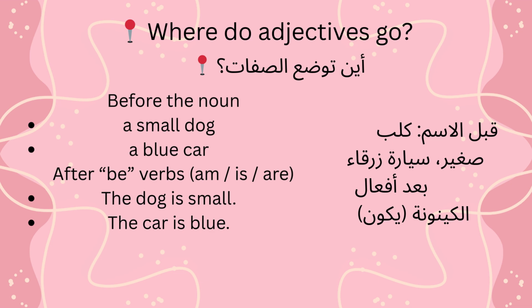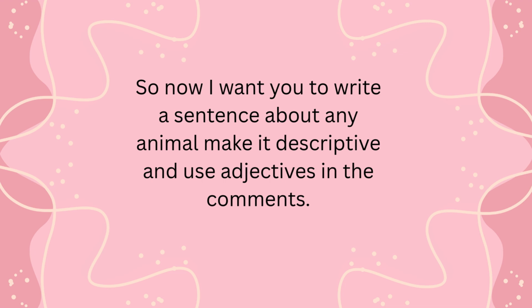So where do adjectives go? They go before the noun. For example, a small dog or a big car. And adjectives can also go after am, is, and so on.